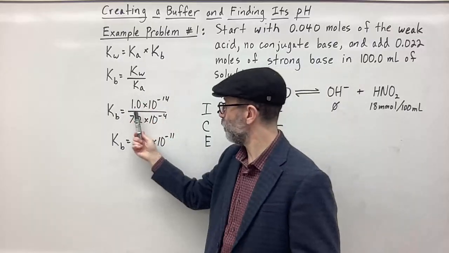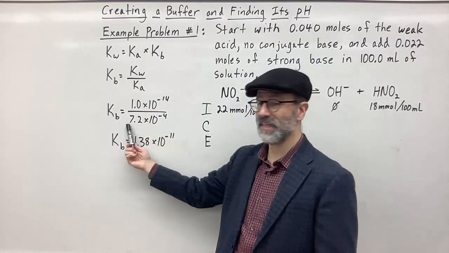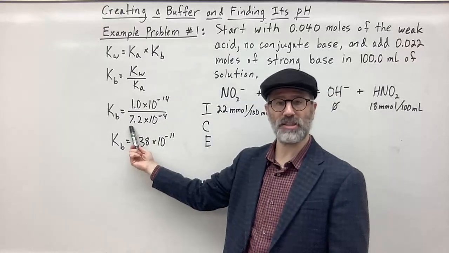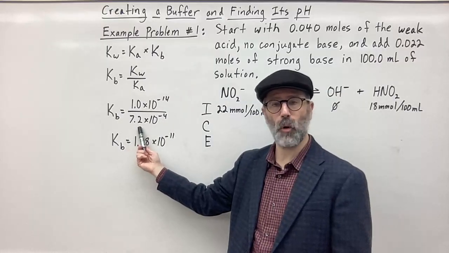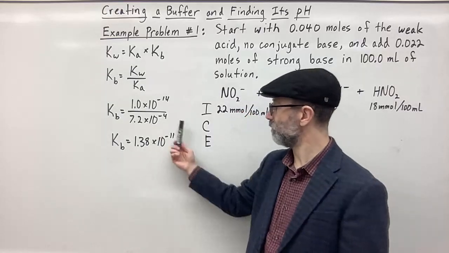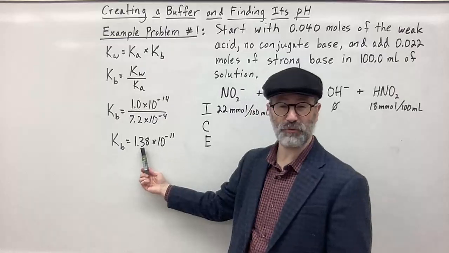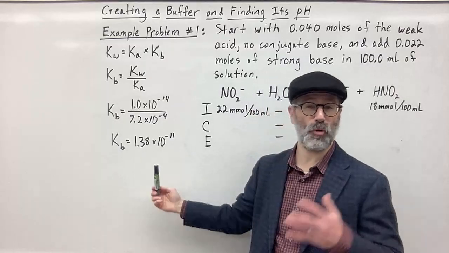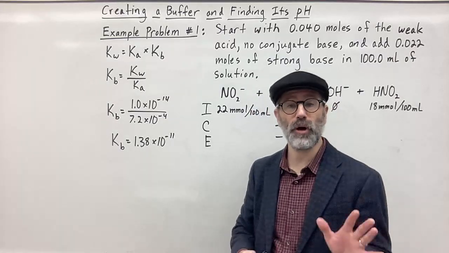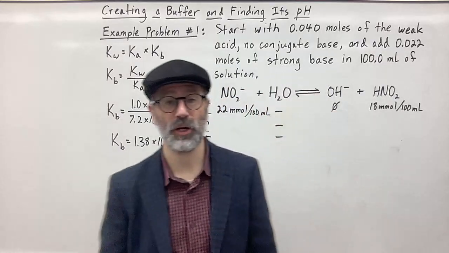So Kw is 1.0 times 10 to the negative 14. We saw that the Ka value for our weak acid was 7.2 times 10 to the negative 4. Divide them and you should get 1.38 times 10 to the negative 11. Notice we have 2 sig figs here, my answer has 3 sig figs. I'm keeping an extra sig fig to avoid rounding mistakes. So here's our Kb value that we're going to use.